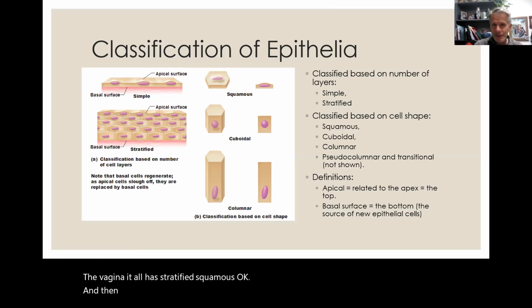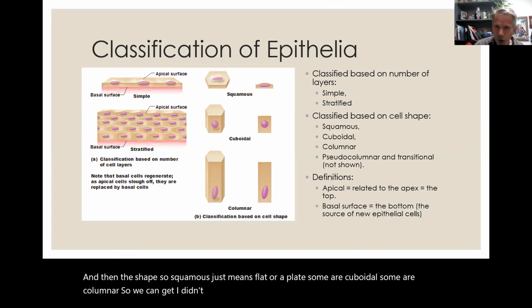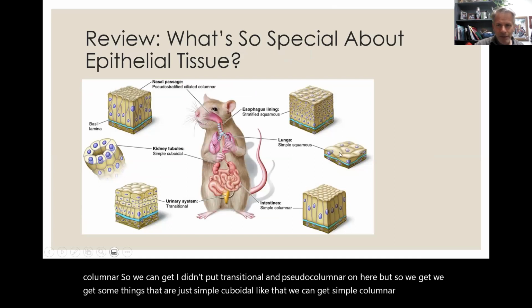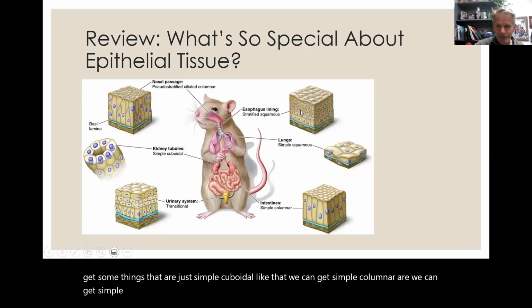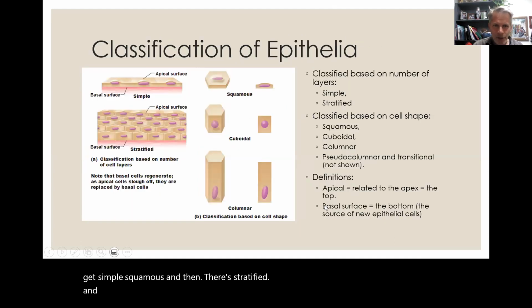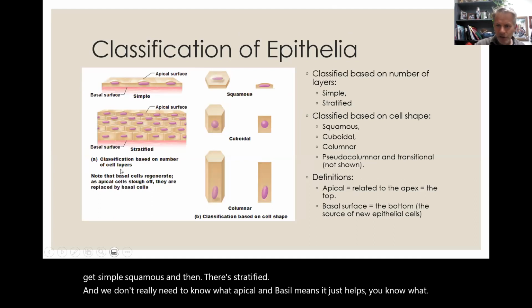And then the shape. Squamous just means flat, like a plate. Some are cuboidal, some are columnar. I didn't put transitional and pseudostratified columnar on here, but we get some things that are just simple cuboidal like that. We can get simple columnar, we can get simple squamous, and then there's stratified. And we don't really need to know what apical and basal means. It just helps you know what is on this slide here.